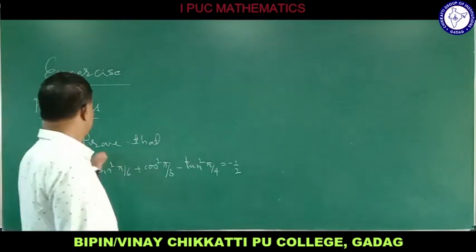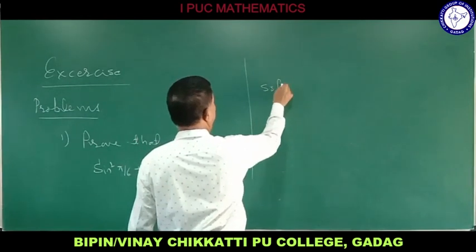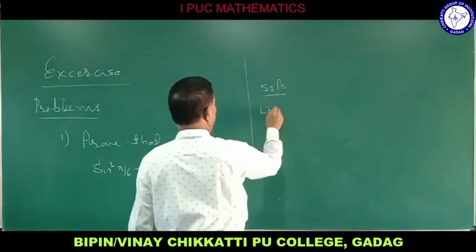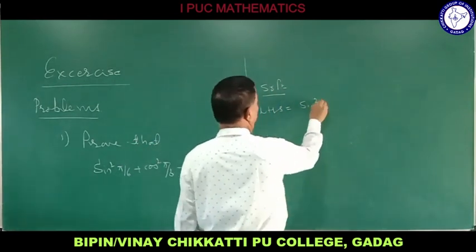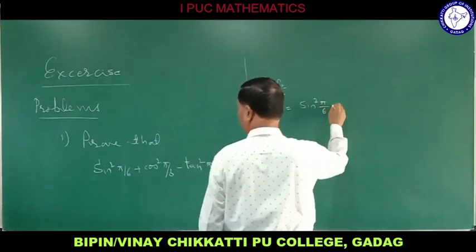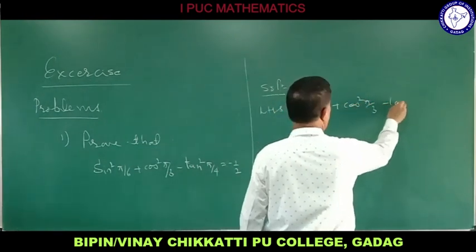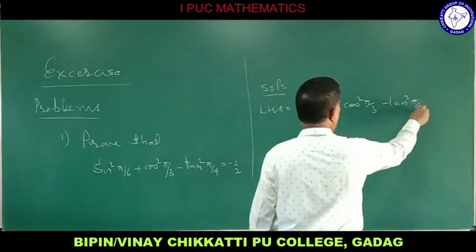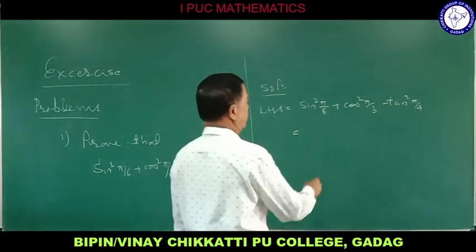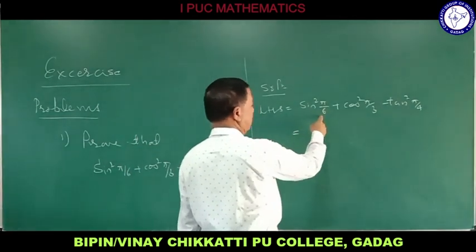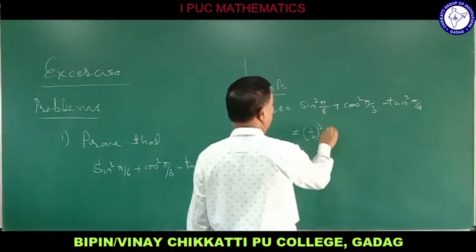So let us see how this first problem can be done. Look at this: when you prove, always go for the LHS. LHS is sine square pi by 6 plus cos square pi by 3 minus tan square pi by 4. You have to prove it equals minus 1 upon 2. Try to understand: sine pi by 6 means sine 30, and sine 30 is 1 upon 2, whole square.